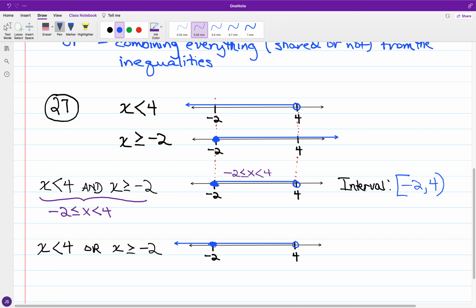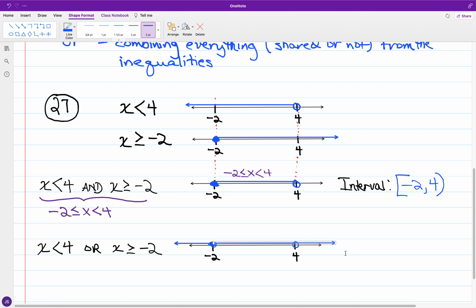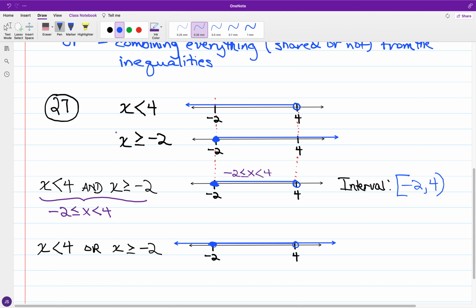You have a closed point, and we have the ray going out to the right. And guess what? Where 4 was left out from the first graph, or the first inequality description, it's going to be included because 4 is part of x is greater than or equal to -2. So we'll be able to close out 4.